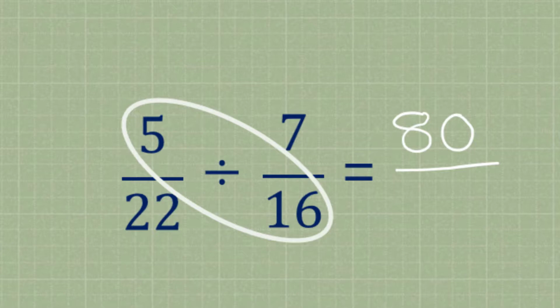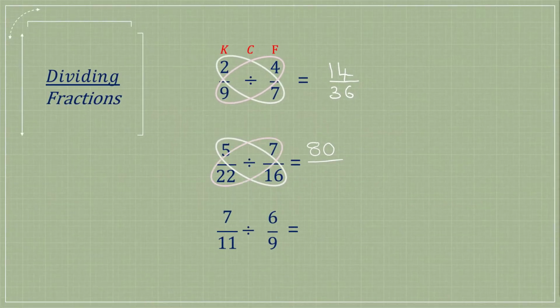22 multiplied by 7 is 154. You can simplify this by dividing by 2. 80 divided by 2 is 40, and 154 divided by 2 is 77. Quick and simple. Last one.